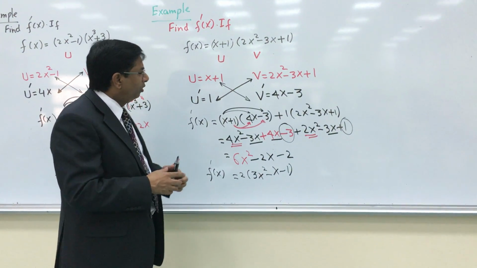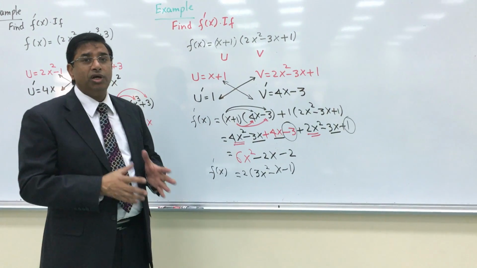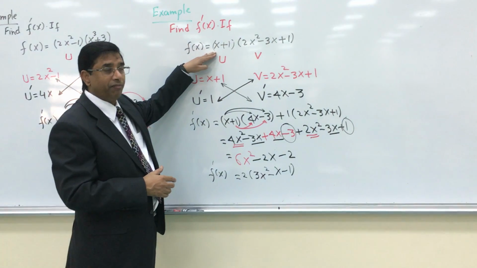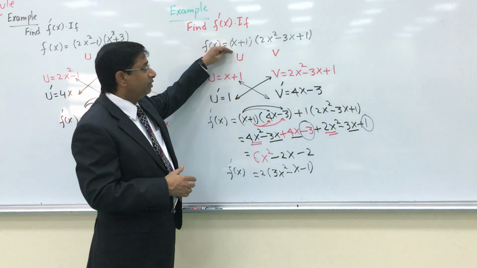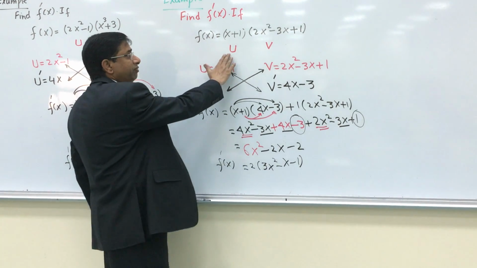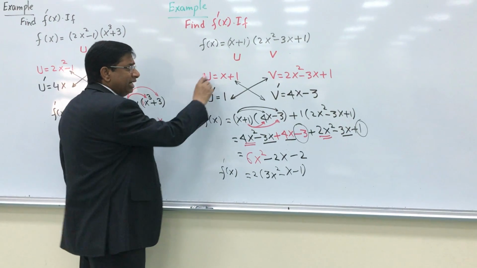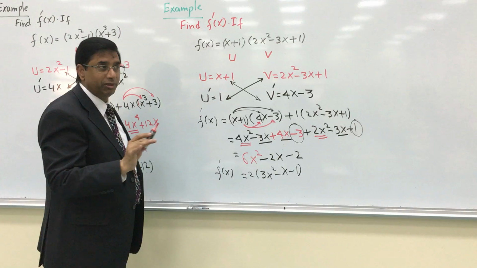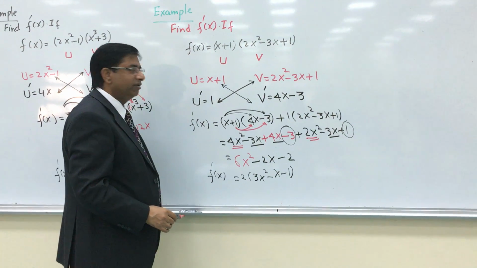So this is how to find the derivative of a function when it is a product of two differentiable functions. So I repeat it again. The product of two functions is given. Write the first as u, the second as v, differentiate them, and just do the cross multiplication without remembering the formula. No need to remember it. And multiply and simplify and find the final answer.